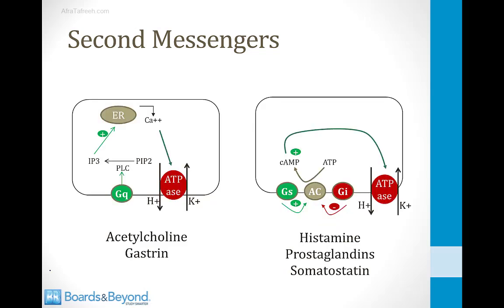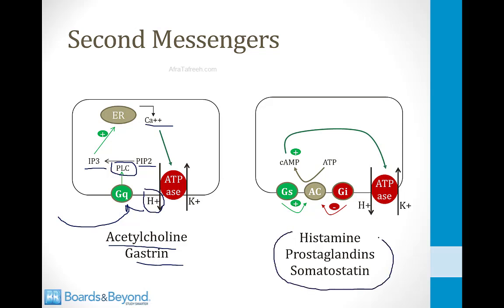Here's a more detailed depiction of the second messenger systems. Acetylcholine and gastrin work on a GQ protein system. GQ proteins activate phospholipase C, which converts PIP2 into IP3. PIP2 is phosphatidylinositol bisphosphate, and IP3 is inositol triphosphate. IP3 will then stimulate calcium release, and the calcium will activate proton pumping into the lumen of the stomach.